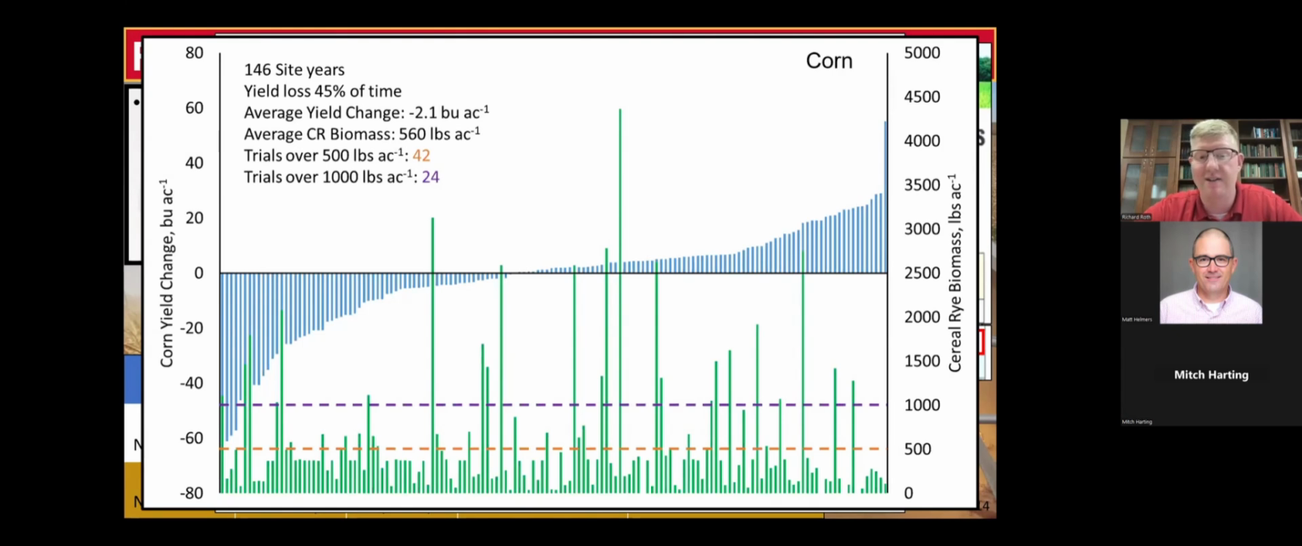And the other thing I like to highlight on this slide is that it didn't necessarily matter what our cereal rye biomass was. You can see that down on that far end where we had some of our larger reductions, we have biomass that ranges from, let's say, 200 pounds to the acre all the way up to 2,000 pounds to the acre, right? And so I suppose my takeaway there would be that the risk is always there. The more important thing, rather than worry about how big the rye is, let's worry about how we manage it.